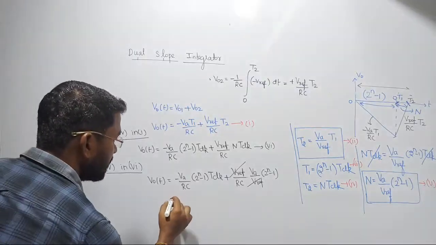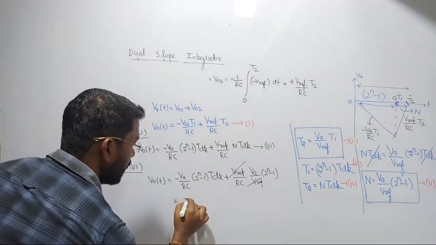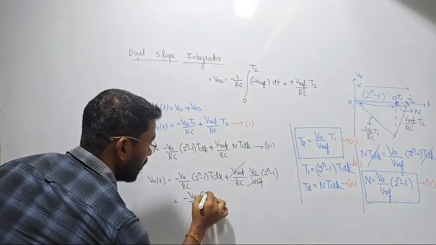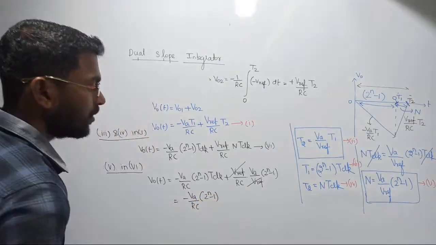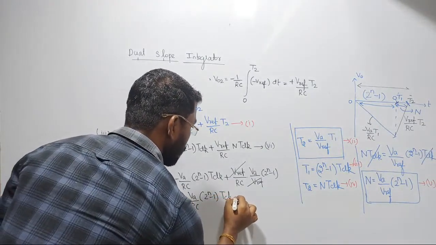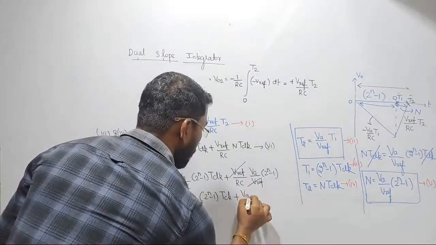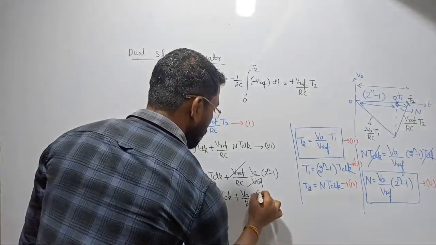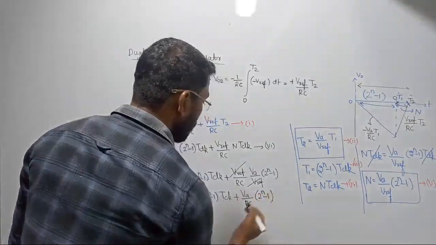So if you are reducing this expression further, what are we going to get? We are going to get minus VA upon R into C into 2 power n minus 1 with the t clock. So just observe, once again we are going to receive VA upon R into C, and this can be written as 2 power n minus 1 into t clock.